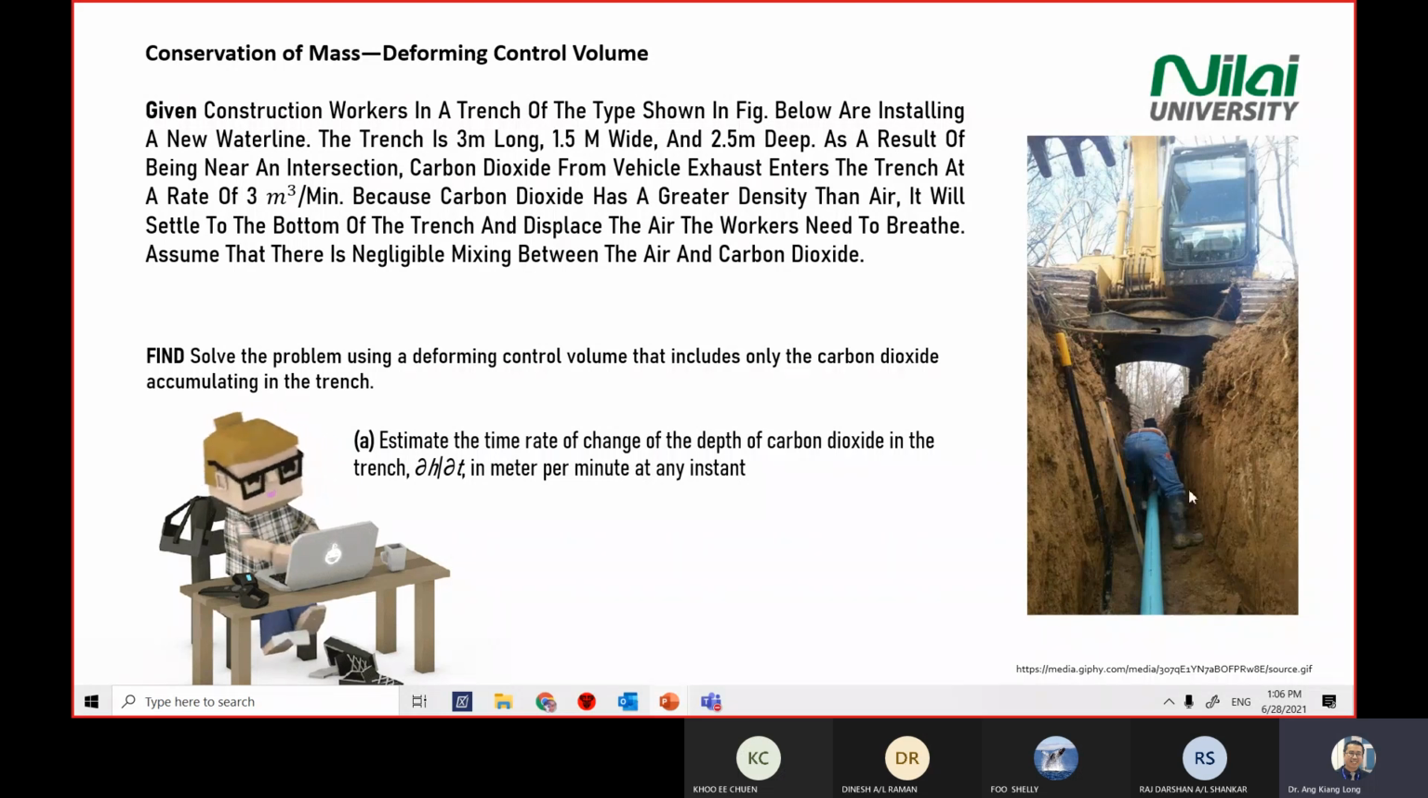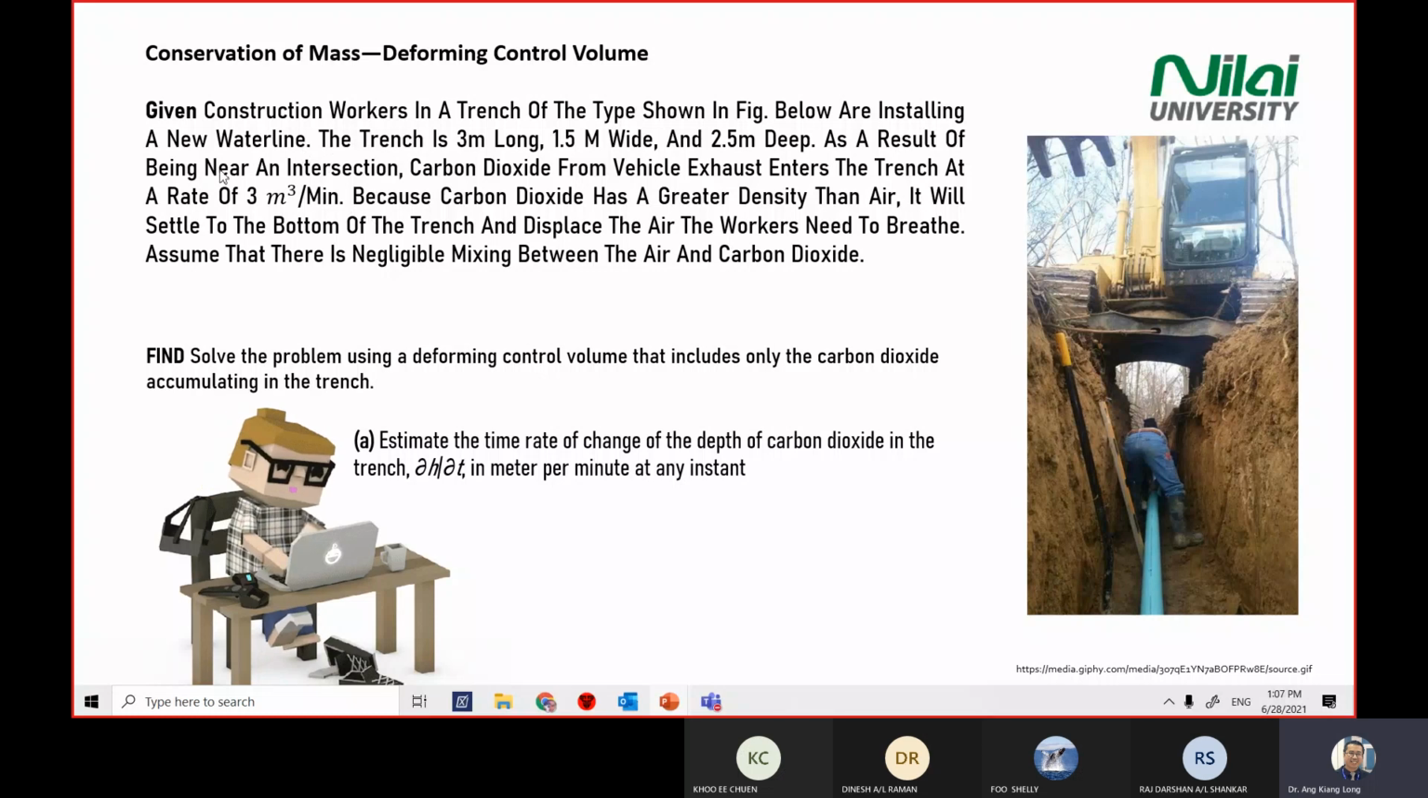As you can see in the diagram here, to install a water line, the trench dimension is the same: 3 meters long, 1.5 meters wide, and 2.5 meters deep. As a result of a building intersection, the CO2 problem also happened in this case, and the CO2 enters into the volume at the rate of 3 meter cube per minute. So again, you look at meter cube per minute, you have to know what this parameter is about.